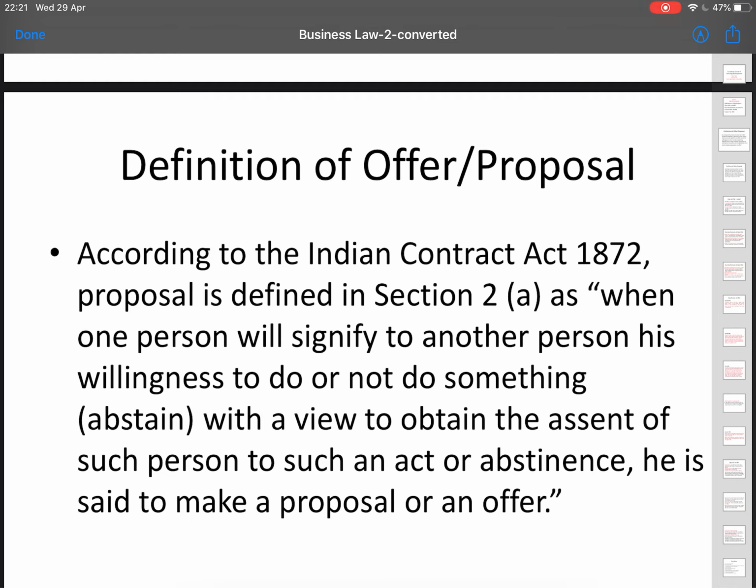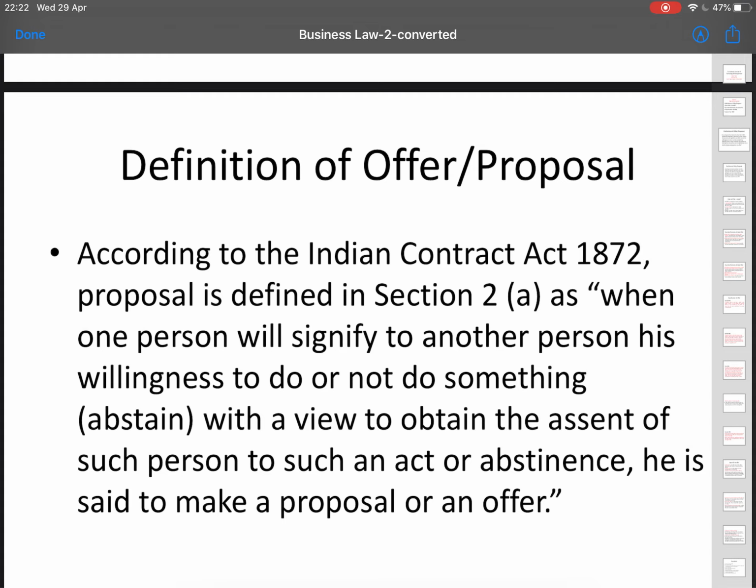From this definition, the following features can be made out of an offer. The first feature is that an offer by a person is an expression of willingness to do something or to refrain from doing something. The second feature is that the word person implies both natural persons and artificial persons such as a company. The third feature is that the offer is made to another person with a view to seek his positive response in terms of his assent or acceptance.